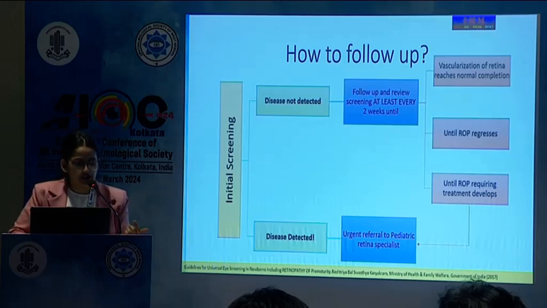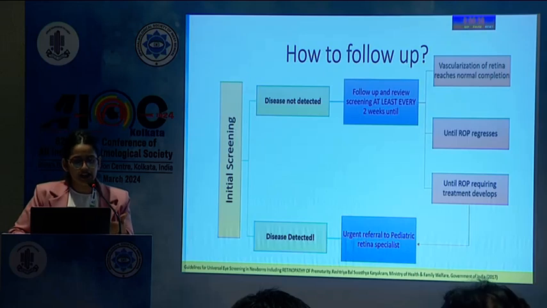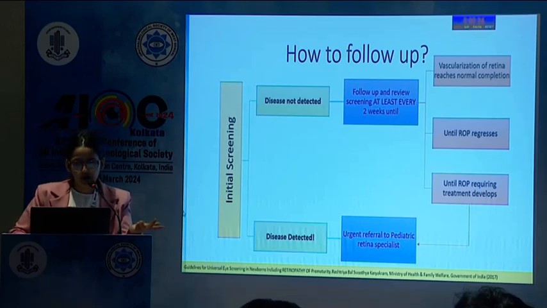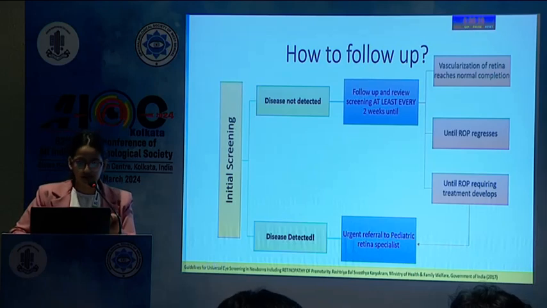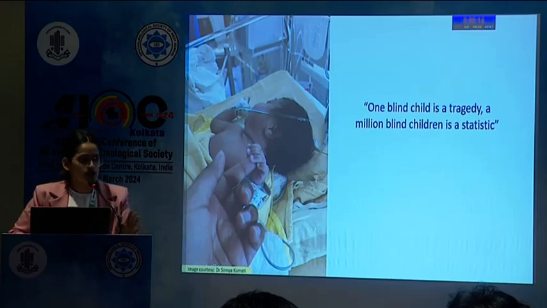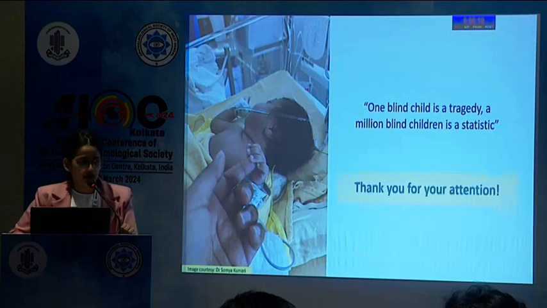So how do you follow up these babies? If the disease is not detected, you follow up and review at least every 2 weeks until either vascularization of the retina gets completed, the ROP regresses completely, or the ROP requires treatment, for which you have to urgently refer to a pediatric retina specialist. So one blind child is a tragedy, but 1 million blind children becomes a statistic. Let us not make our children be part of that sad statistic. Thank you all for your attention.